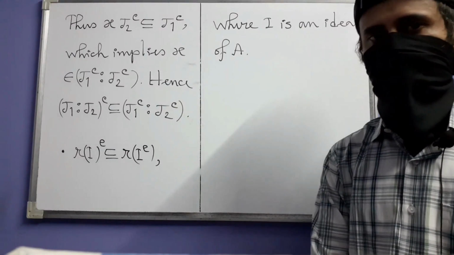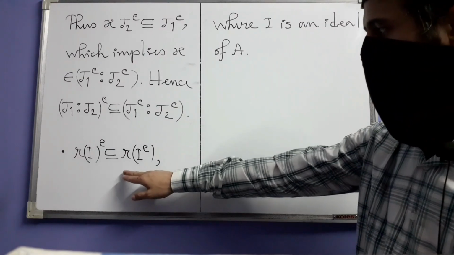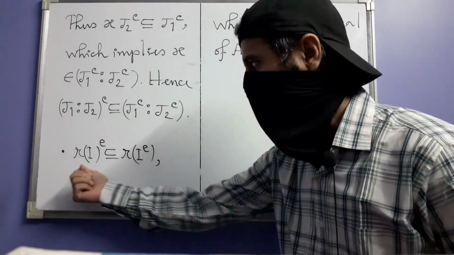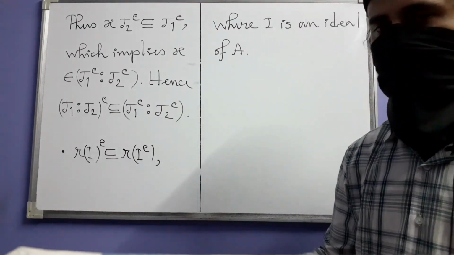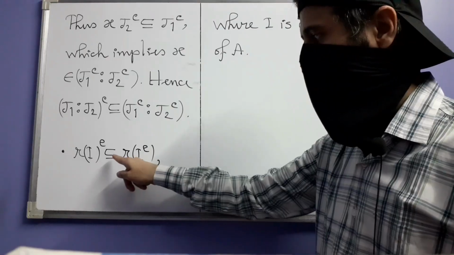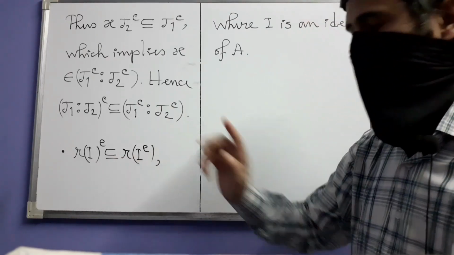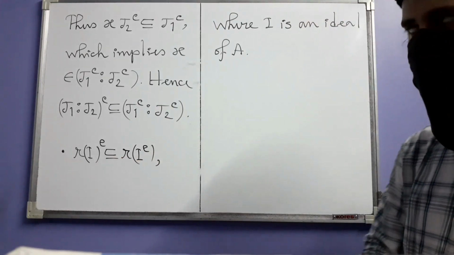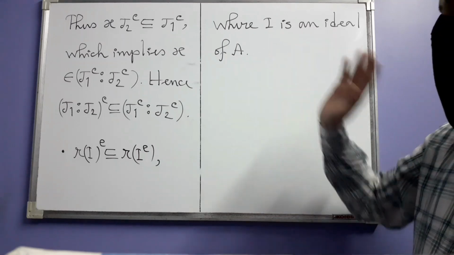There are two more statements to prove. The next one is this. R of I means radical of I. The extension of that radical is contained in the radical of the extension I extension, where I is obviously an ideal of A.